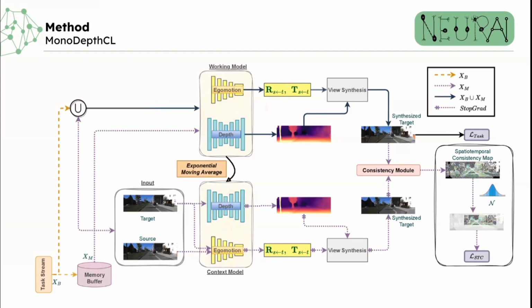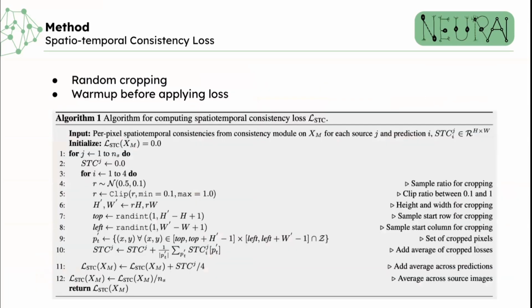The models are trained on a combination of spatiotemporal consistency loss and depth estimation loss. To reduce the overfitting to buffer samples, improve invariance through augmentation, and improve efficiency, we randomly crop these per pixel consistencies before evaluating the final spatiotemporal consistency loss. We sample the ratios to be cropped for each consistency from a Gaussian distribution. These cropped losses are then averaged across all predictions, source images, and crop pixels to get the final consistency loss.